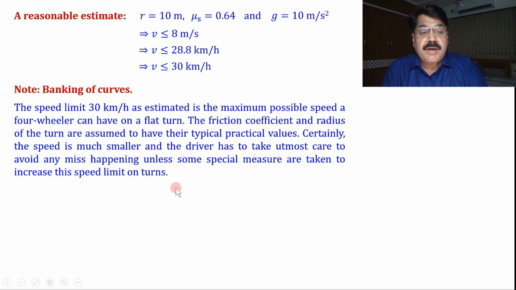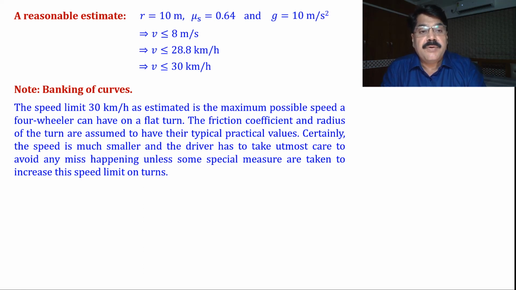Actually, whenever a turn comes, the driver has to reduce his speed below 30 so that he can negotiate the turn safely. But if he does not reduce the speed below 30, there may be an accident. So if we can increase the speed limit, then it will be a desirable thing. So some special measure has been taken to increase the speed. And what is the special measure?